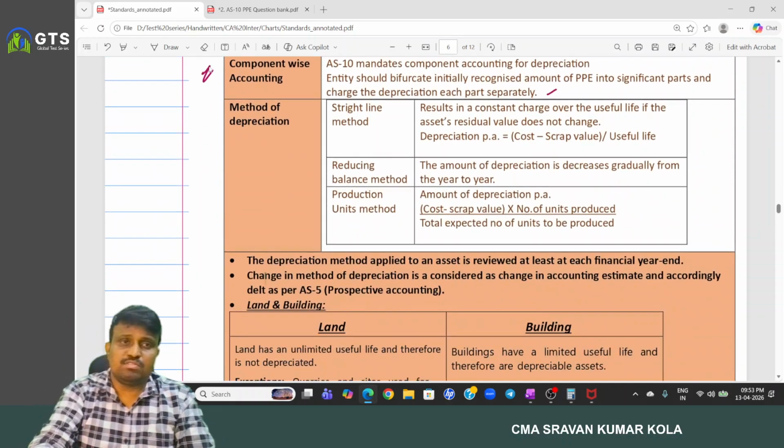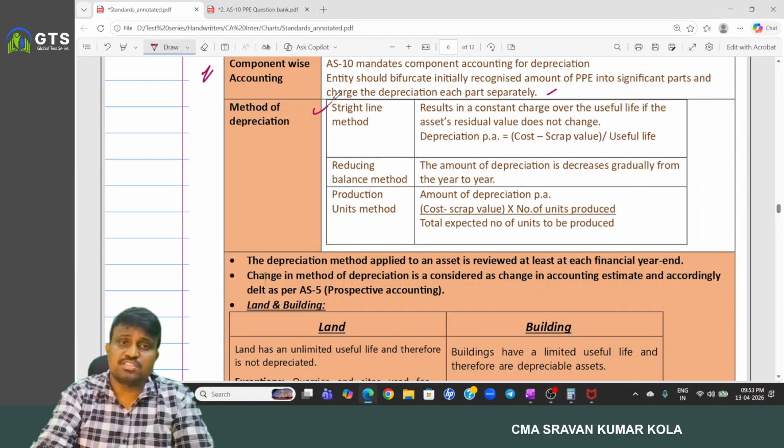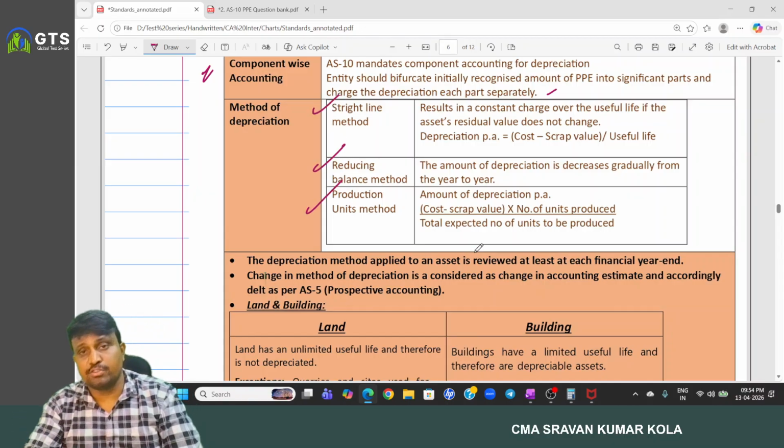And there are three methods allowed under AS-10, nothing but straight line method, reducing balance method, and production units method.